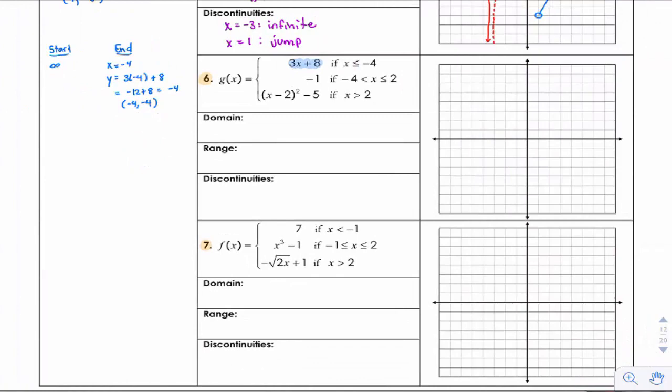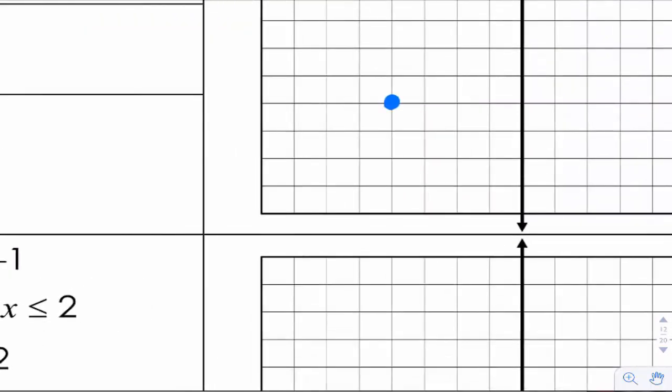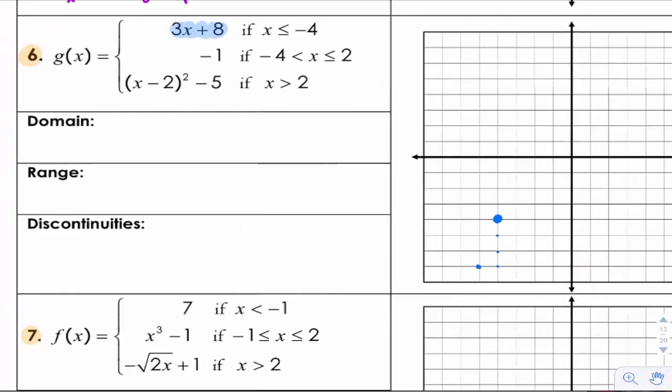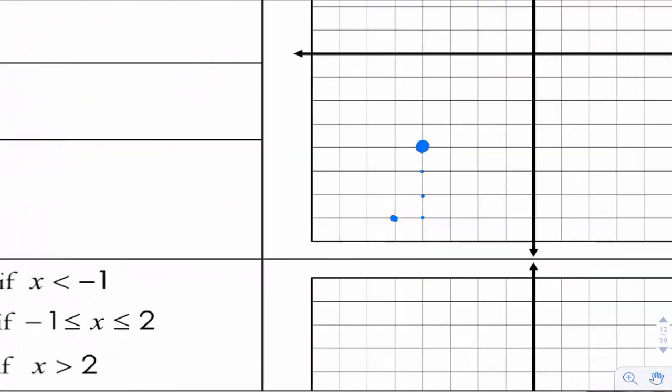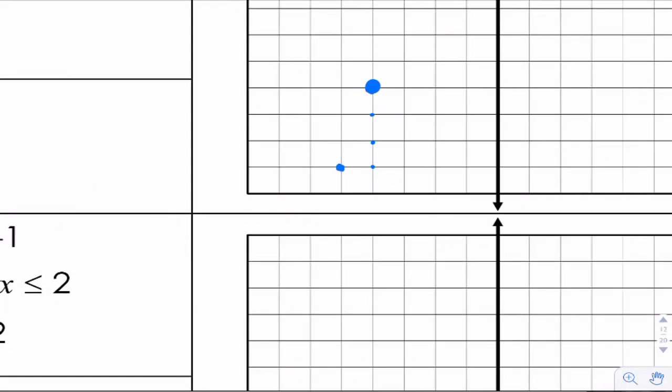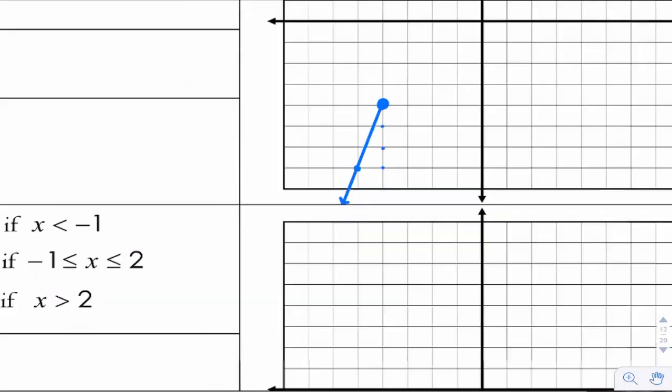So I'm going to go to negative 4, negative 4. And this one has a slope of 3, but I have to go backwards, so I'm going to go down 3, left 1, as opposed to up 3, right 1. If I did up 3, right 1, notice it would still fit, but we only graph this to the left because it's x is less than or equal to negative 4. So I'm going to go backwards on that one. So there's my first piece.